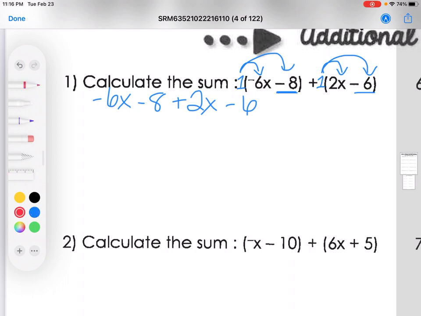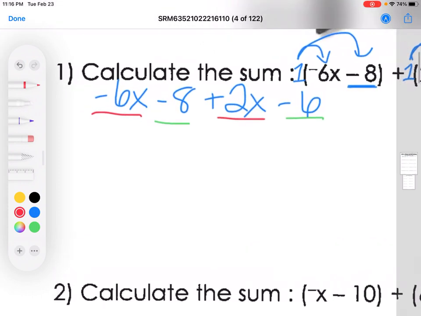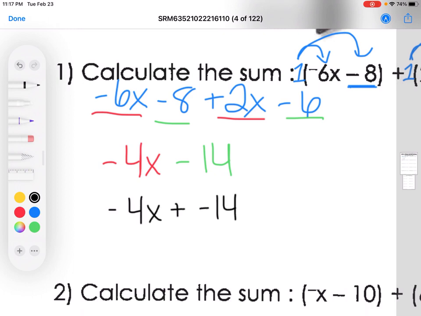So now I want to combine my like terms. So I have negative 6x and 2x, and then negative 8 and negative 6. So negative 6x plus 2x would be negative 4x. And then negative 8 minus 6 would be negative 14. So I could write that as negative 4x minus 14. Or you could write it as negative 4x plus negative 14. Both expressions are equivalent.